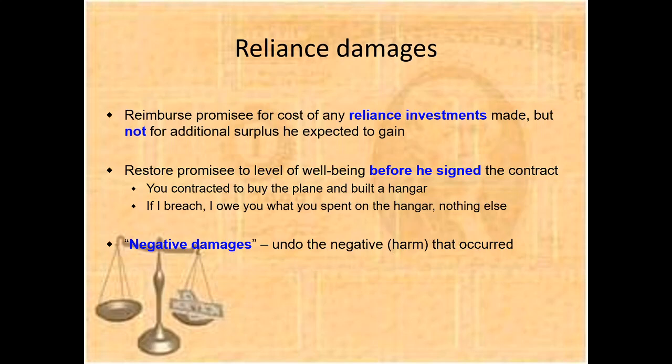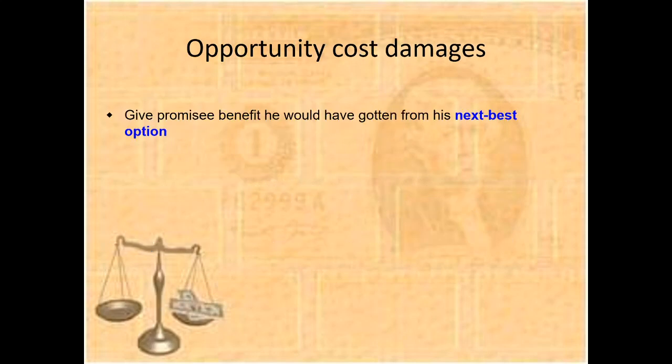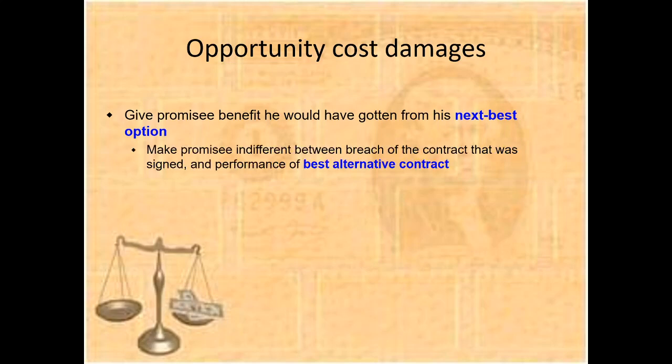So this is what we have seen in the reliance damage. Then you have negative damage, to undo the negative harms that occur. That is what is called the negative damage. Then there are other problems in the economics. Economists normally talk about opportunity cost damage, which is to give the promisee the benefit he would have gotten from his next best option. So it makes the promisee indifferent between breach of the contract that was signed and the performance of the best alternative contract.